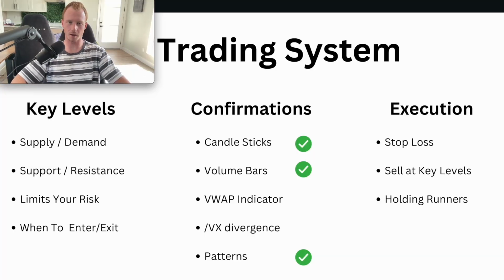As we can see, I separated this into three columns. This is how you want to think about trading. There are three steps before you go to actually take a trade or make any money. The first thing you need to know is the key levels. The way I look at key levels is basically supply or demand, which we'll go over.